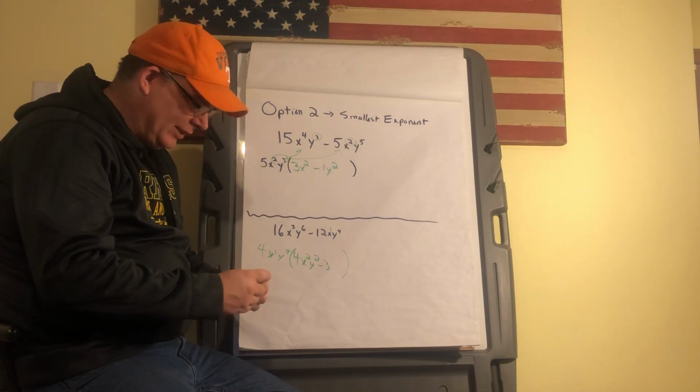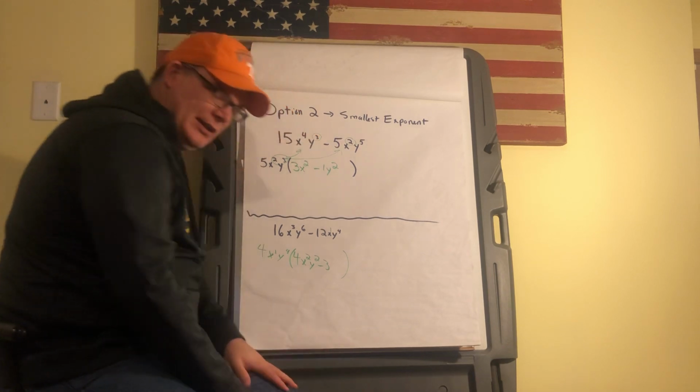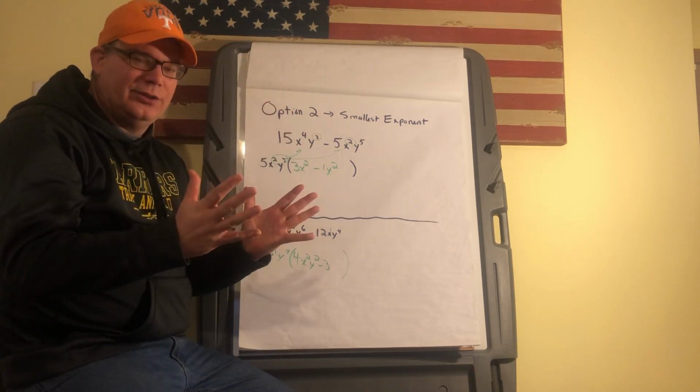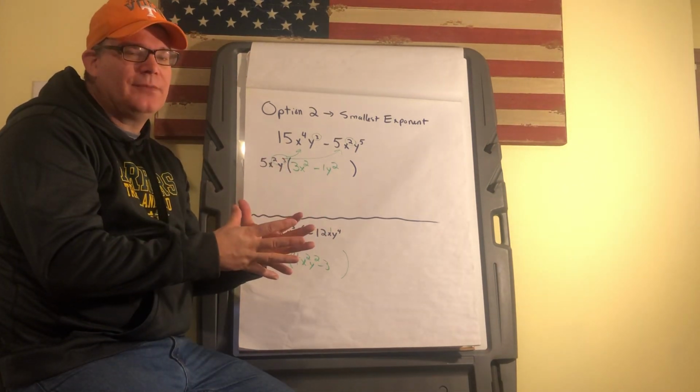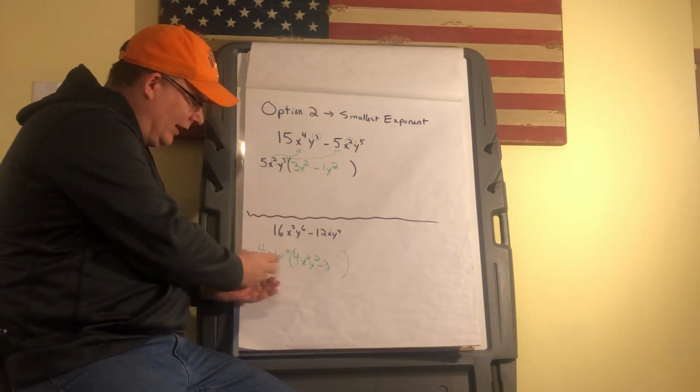So taking out a greatest common factor is basically looking through, figuring out what's the most they have in common, and then writing that section out.